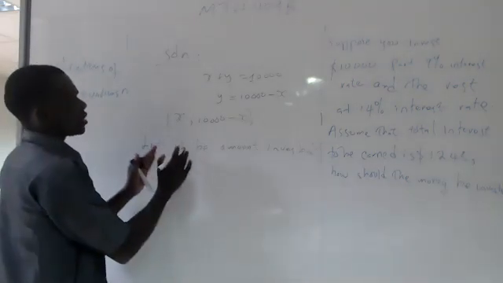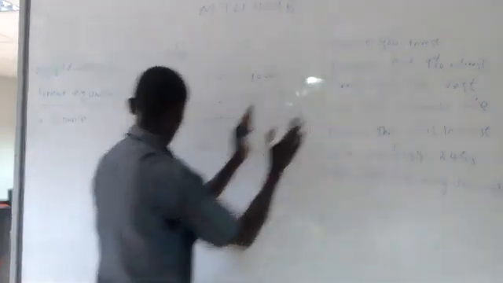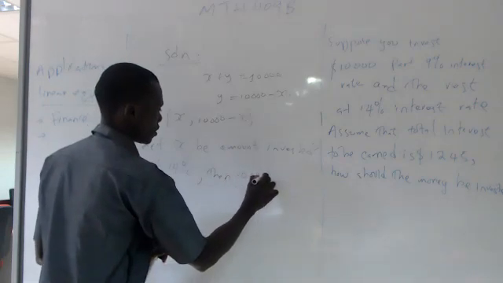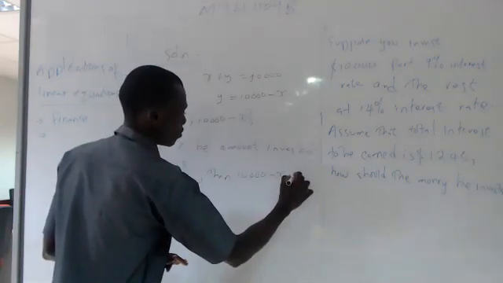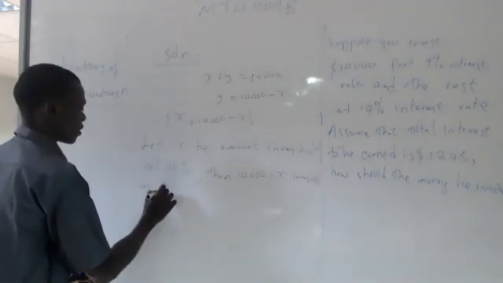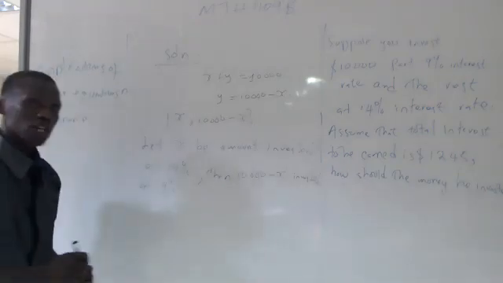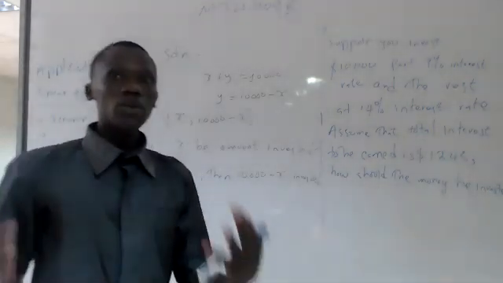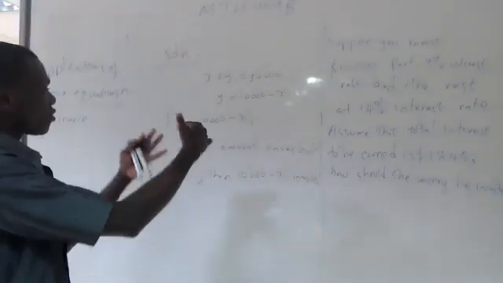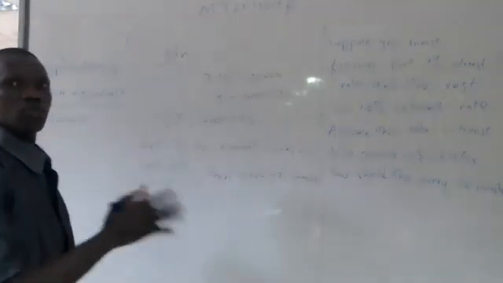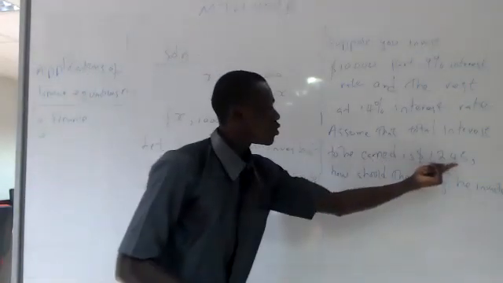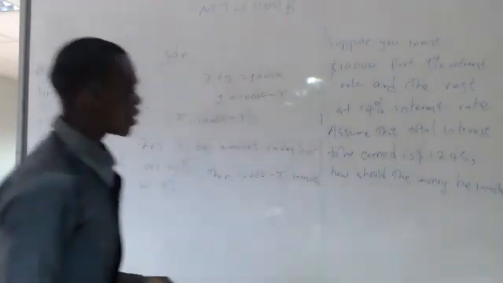So if x of this 10,000 is invested at 14%, then 10,000 minus x will be invested at 9%. I explained the meaning of this. This is just simple interest, where to get the interest, if the interest is 14%, take 14% of what is invested. Then with this, together with the information of the total interest, you can go ahead and find the value of x.